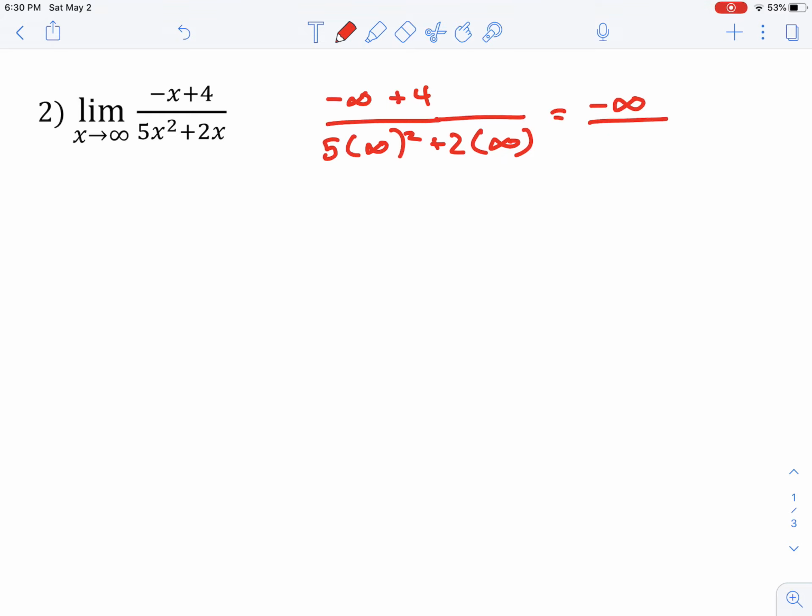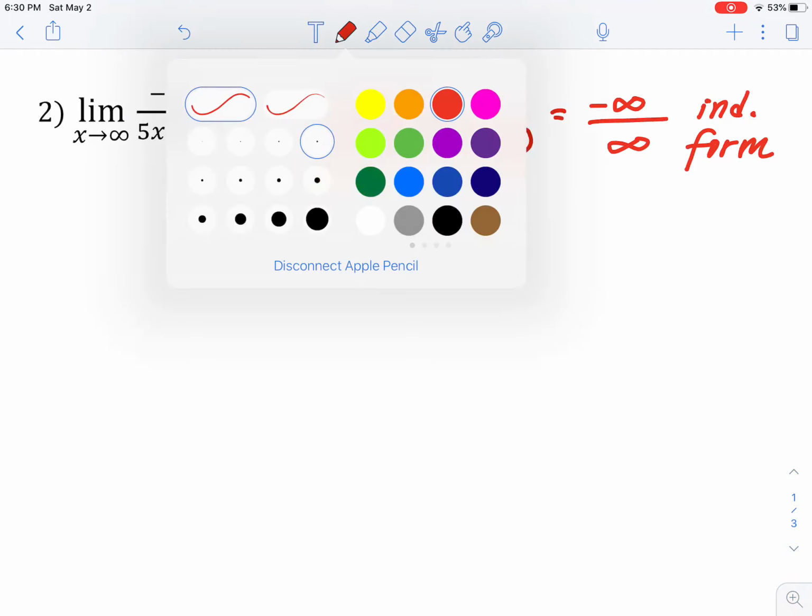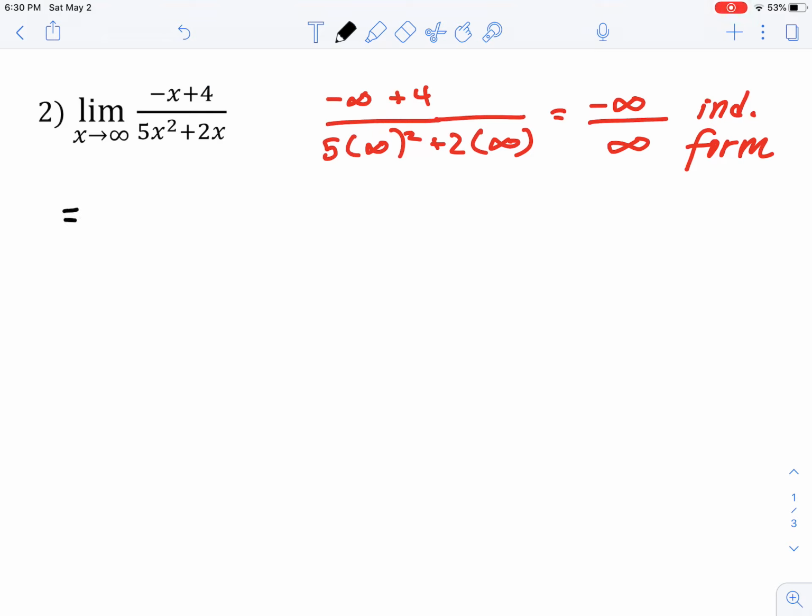Negative infinity plus 4, well, that's still going to be negative infinity. Infinity squared plus 2 times infinity, all of this, regardless, is going to be infinity. I'm just showing this to indicate that this is another indeterminate form that we should be aware of, right? Doesn't mean that the limit doesn't exist. It simply means we cannot evaluate the limit with the information that we're given right now. We've got to do something else to the function.